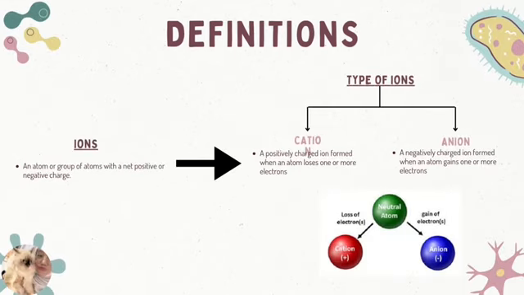An ion is an atom or group of atoms that carries a positive or negative charge. A cation is positively charged because it has lost electrons, while an anion is negatively charged because it has gained electrons. For example, sodium ion Na+, and chloride ion Cl-.